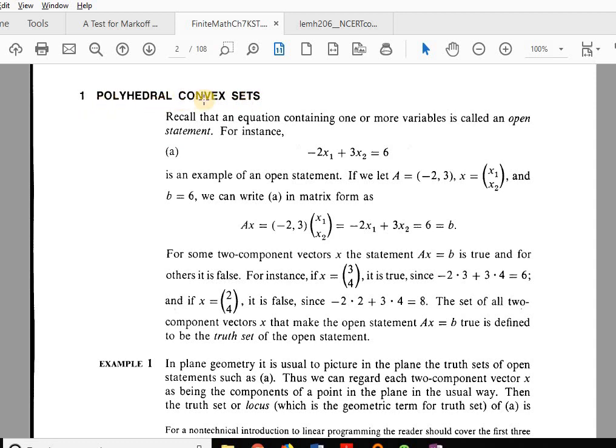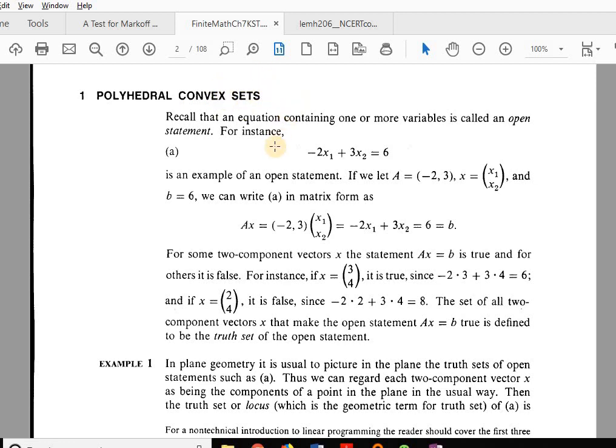You may have some idea of what this means. Certainly you know what a polyhedron is. Some people may know what convex is. You've seen in calculus convex and concave. But in this area, convex has a very specific meaning that we'll talk about later. And of course people know what a set is.